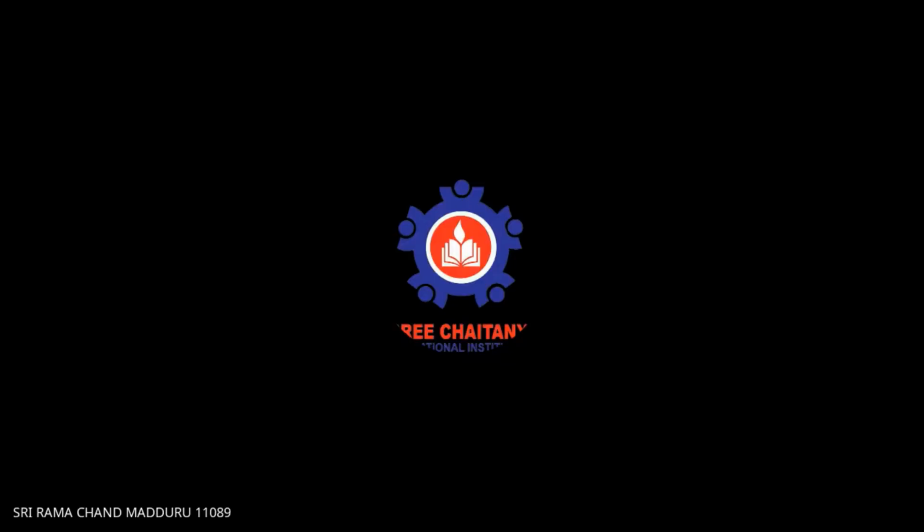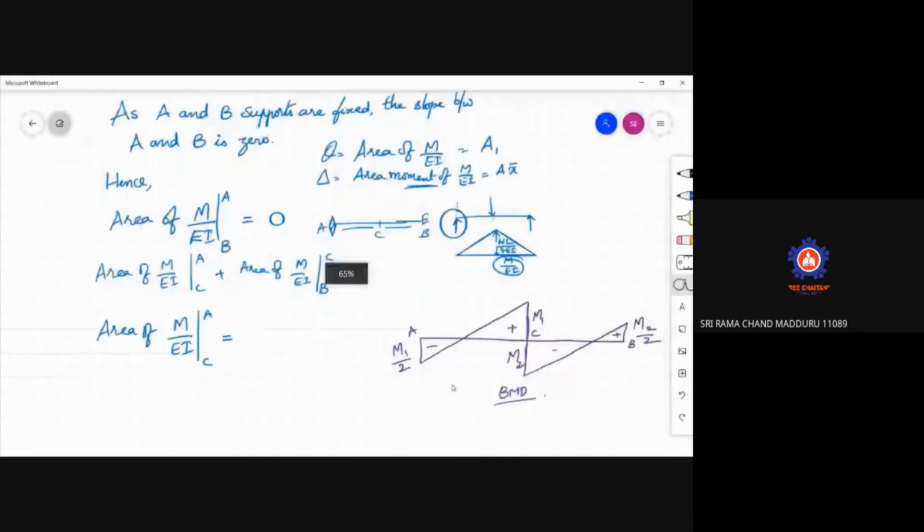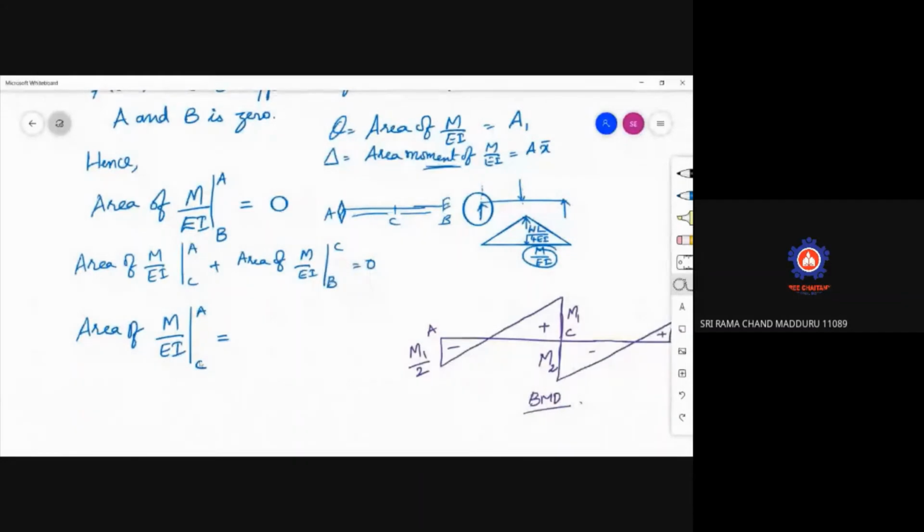Yes. So now see this diagram. In this, we have already drawn A to C only. First of all, consider C to B, we will consider it later. I am writing only the area of the M by EI diagram corresponding to A to C. One portion has length L1 by 3, and this portion has length 2L1 by 3. The moment of inertia of this one is I1, and the Young's modulus is called E.